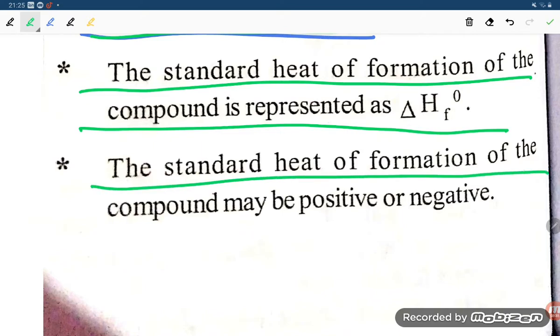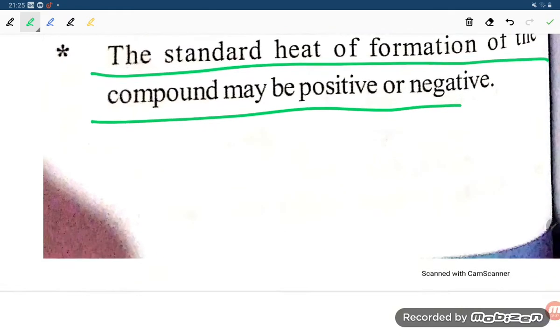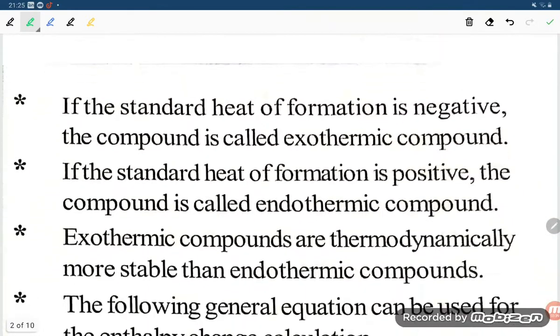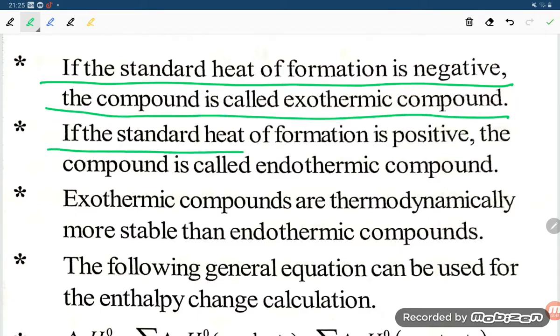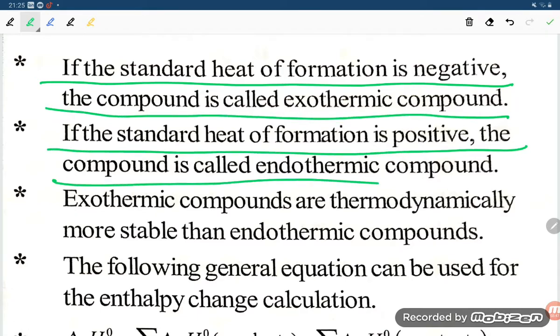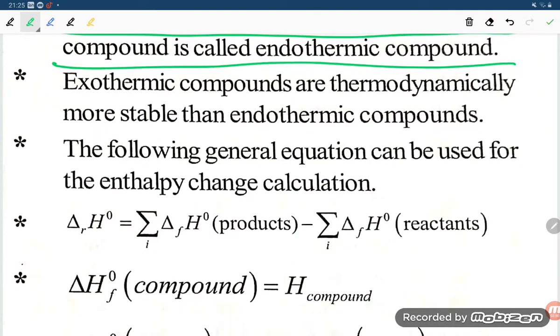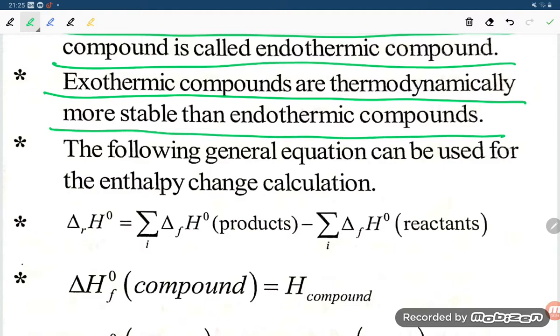The standard heat of formation of the compound may be positive or negative. Okay. If the standard heat of formation is negative, the compound is called exothermic. If the standard heat of formation is positive, the compound is called endothermic. Exothermic compounds are thermodynamically more stable than endothermic compounds.